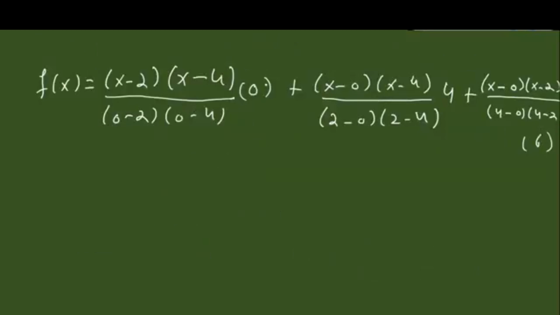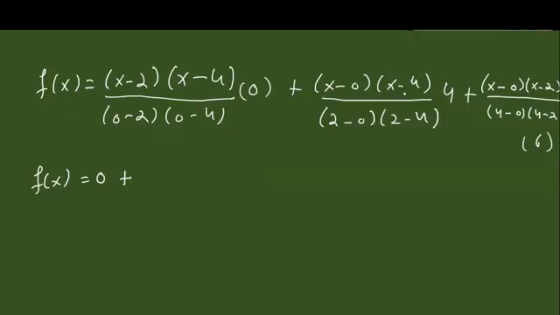Because of this 0, it does not always happen, but in this case it is 0. So this whole term goes to 0. So you have f of x equal to 0 plus this part. You need to simplify this thing. So 2 minus 0 is 2, minus 2. Okay, you just need to simplify. I'm not going to explain this.